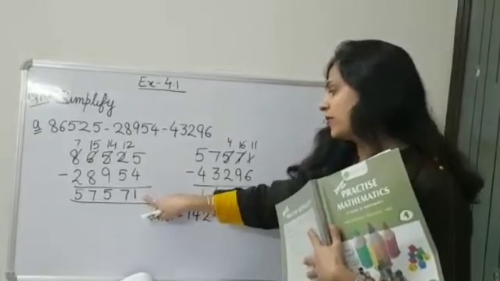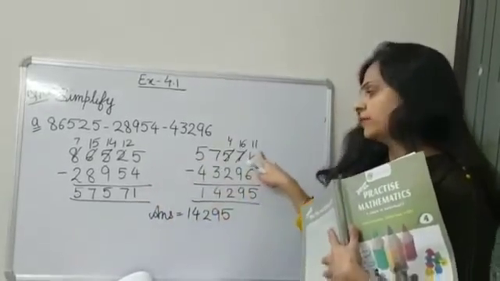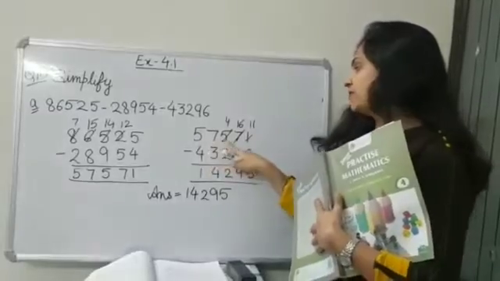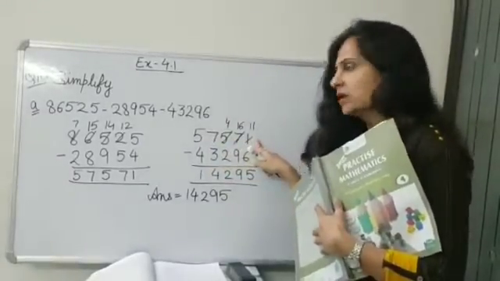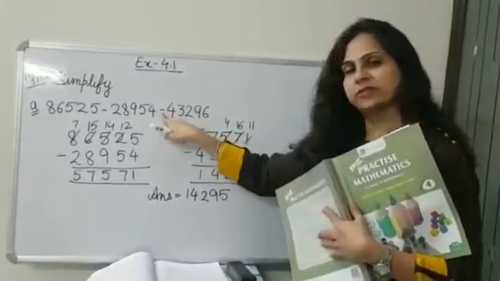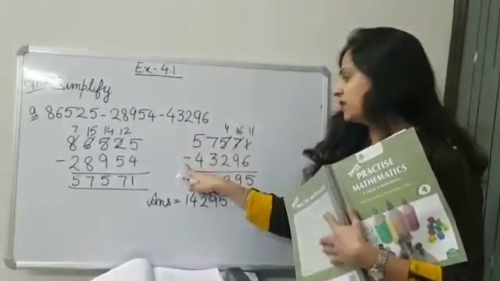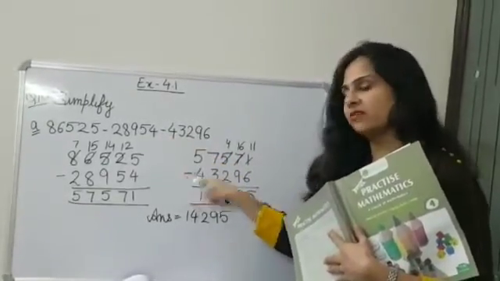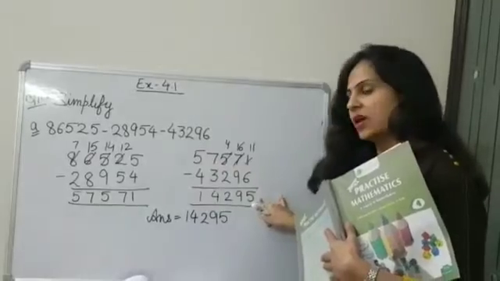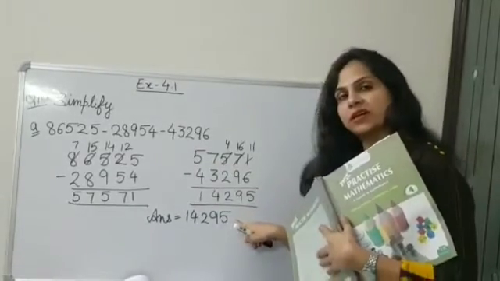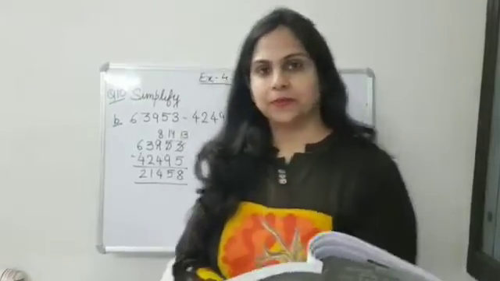Now we will write the same number here. That is 57,571. Now this number we have to do subtraction. Again we will put the sign of subtraction here and we will do the subtraction. And this answer is the final answer. Now let's do B part.